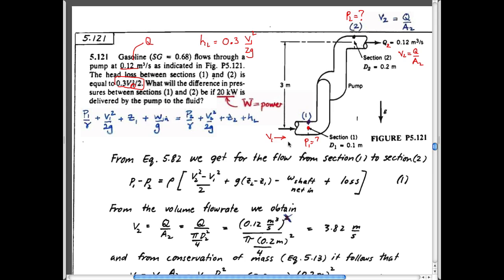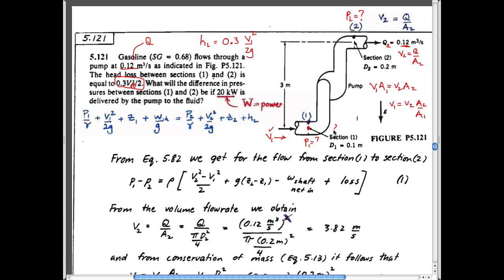If you're not given a value for V1, then you can use continuity, because you know that the velocity at 1 times the area 1 has to equal the velocity at 2 times the area 2. And so in other words, velocity at 1 is just going to be equal to the velocity at 2, which we know, and presumably we know the diameter of the pipes, so we can calculate the area. So it's just going to be the ratio of the two areas. Right? And so we have this defined.